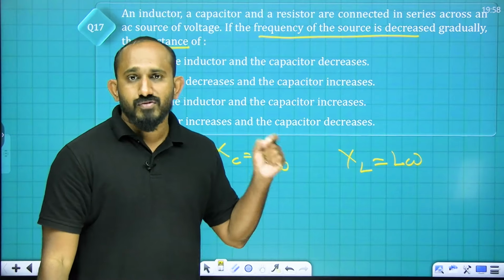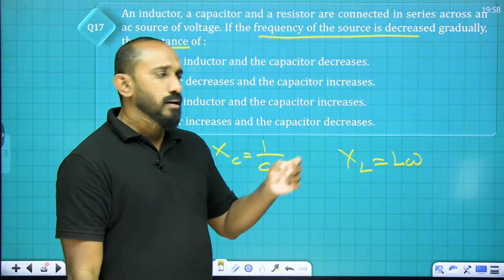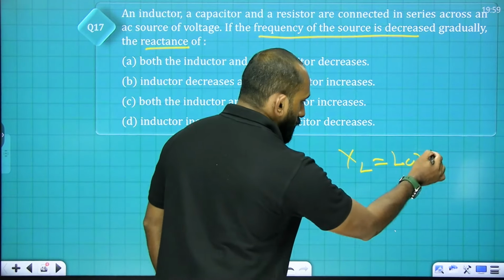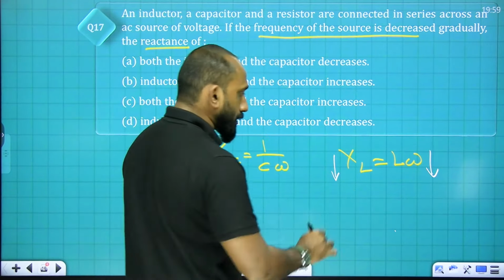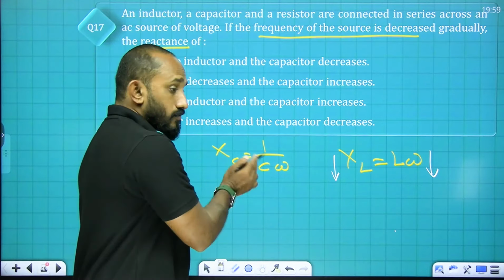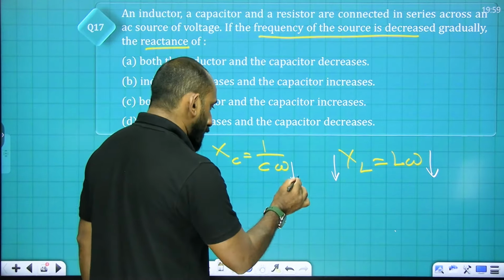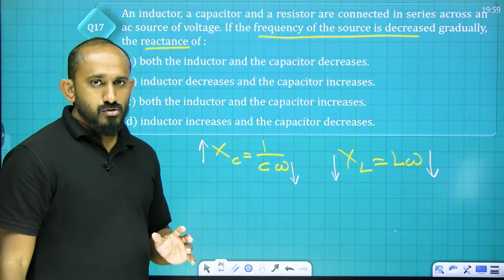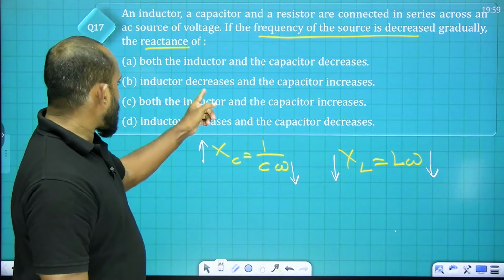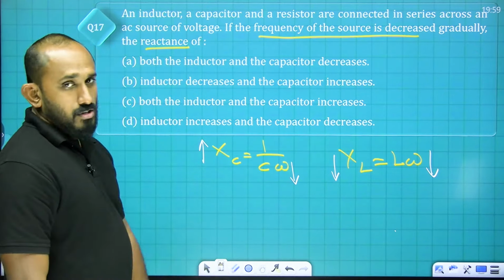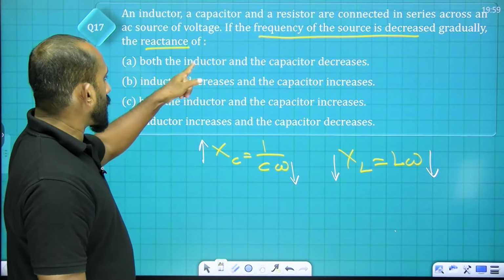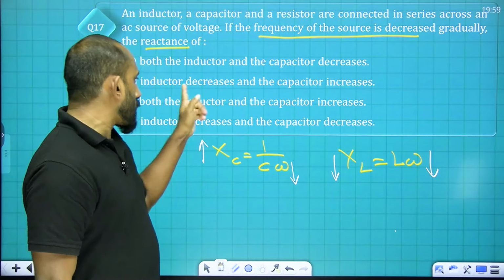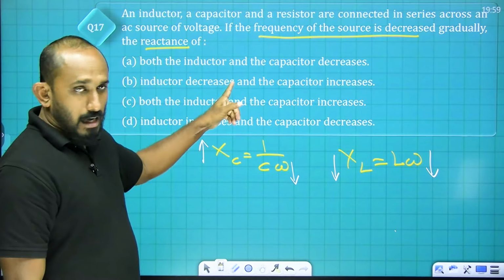Now, if the source frequency f is decreased, then omega also will be decreased. XL is directly proportional to omega, so if omega decreases, XL will decrease. XC is inversely proportional, so if omega is decreased, XC will increase. Option A: both the inductor and capacitor decrease? No. Inductor XL decreases and capacitor XC increases, so it can be the answer.